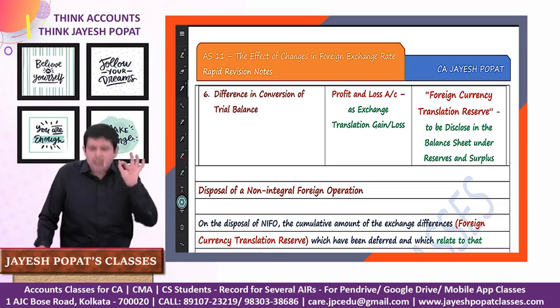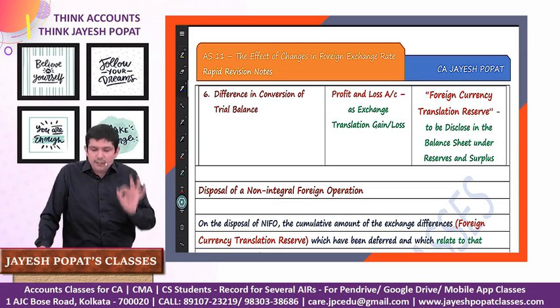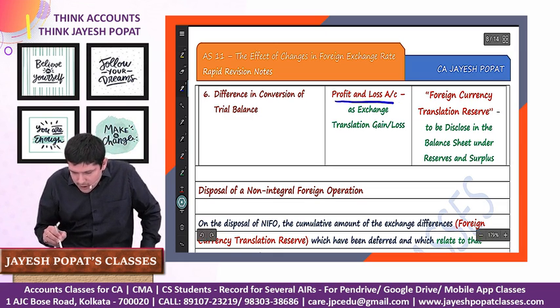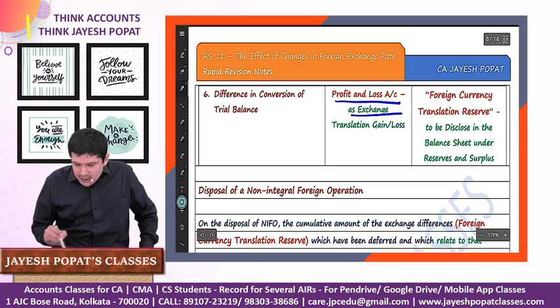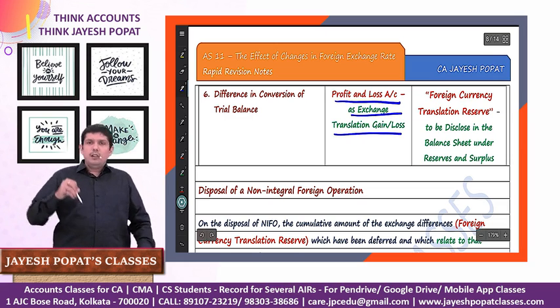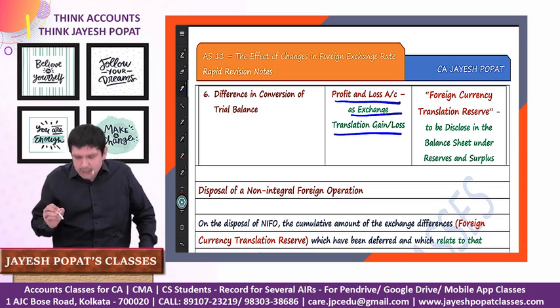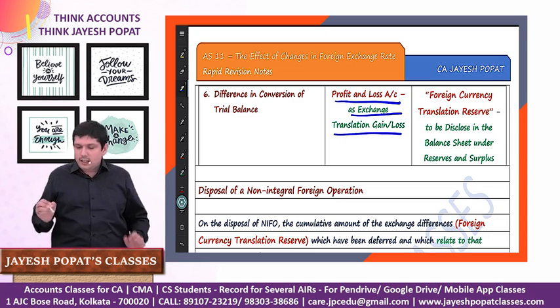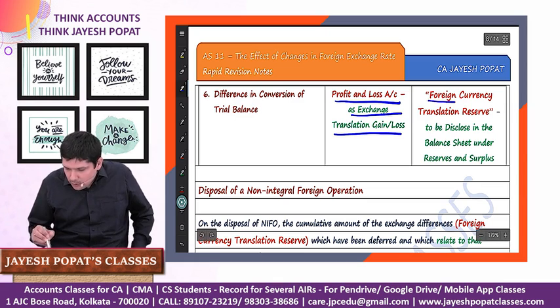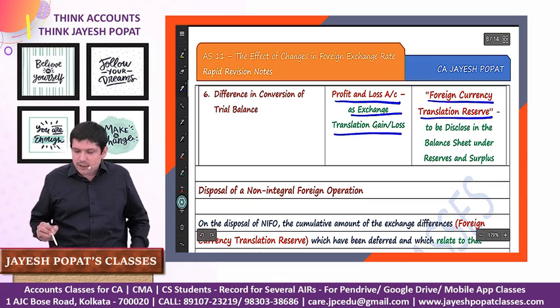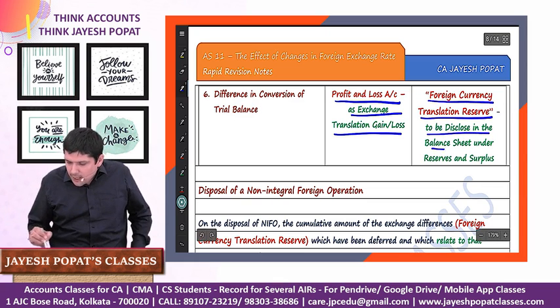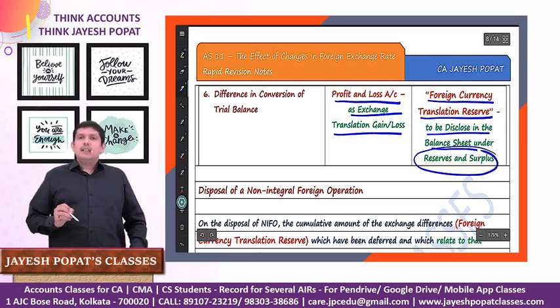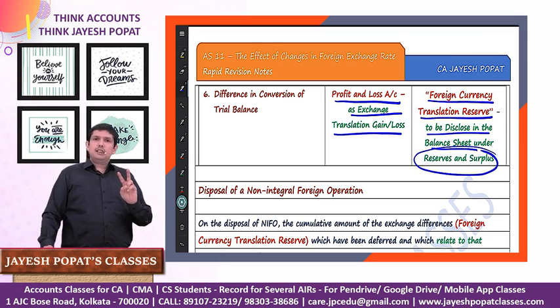In case of integral foreign operation, the difference will be taken to the statement of profit and loss as exchange translation gain or loss. But if it's a non-integral foreign operation, it will not hit the PL. The difference will go to foreign currency translation reserve, to be disclosed in the balance sheet under the head reserves and surplus. So there are two major differences, please note.